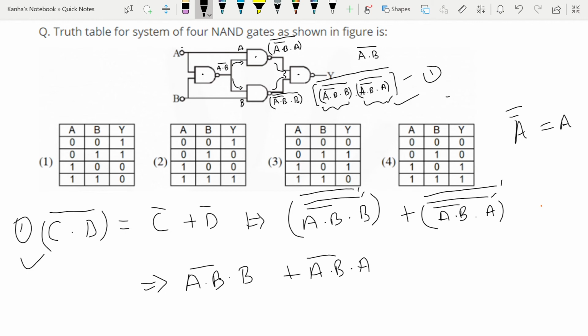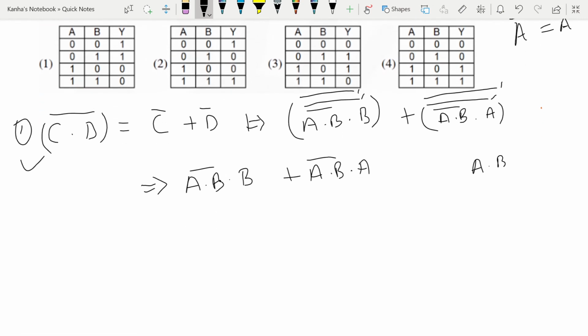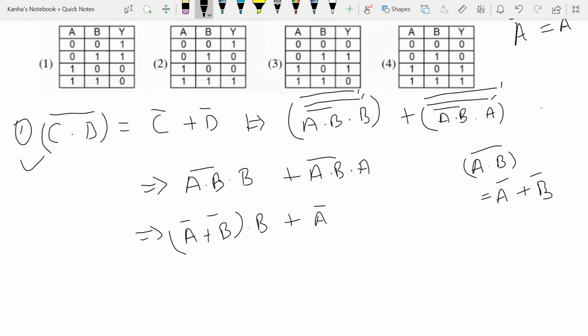Now A dot B bar is equal to A bar plus B bar. Again, I can write this as (A bar plus B bar) dot B plus (A bar plus B bar) dot A. Now B dot B bar gives you a value of 0.